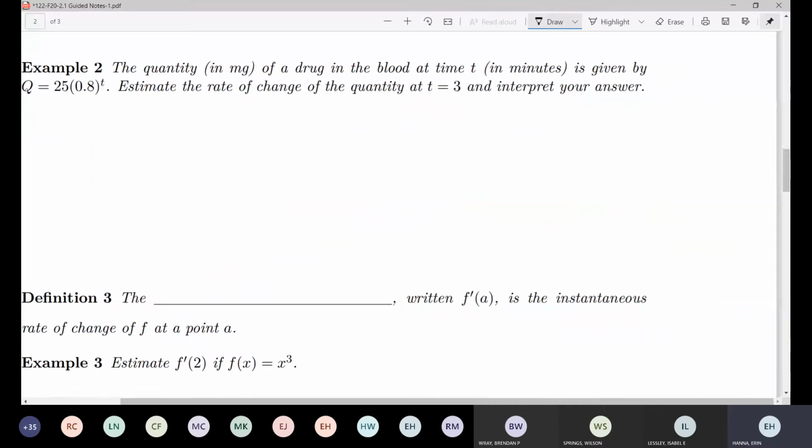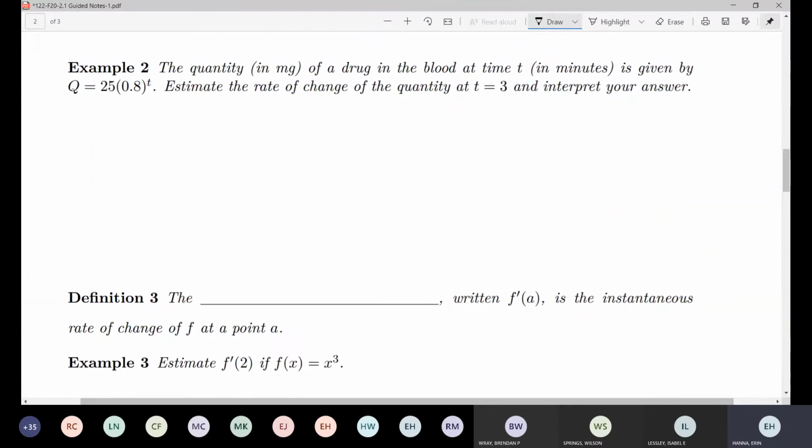Now I gotta scroll back over. Stop freaking out. There we go.